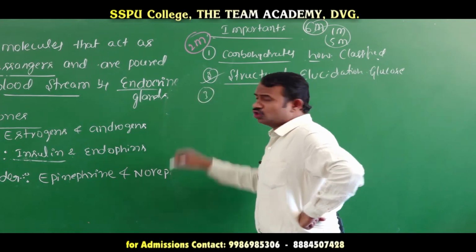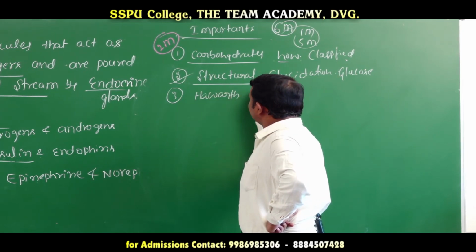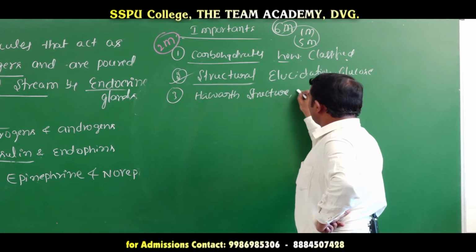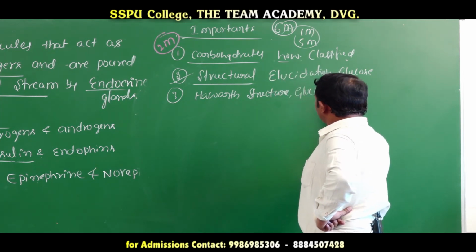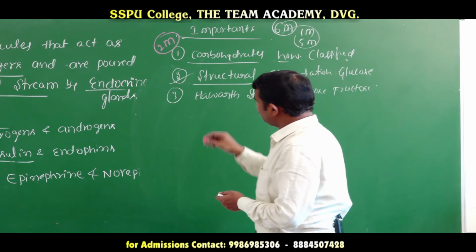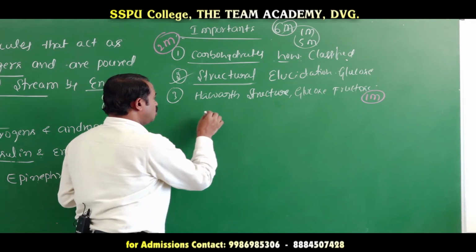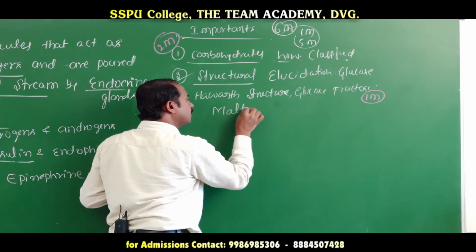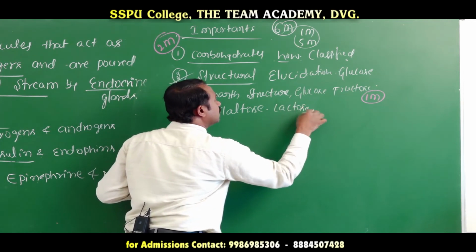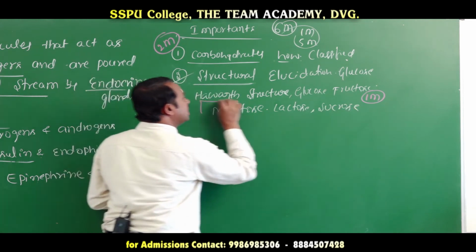Next, you should know the Haworth structure of glucose and fructose. They will ask a 1 mark question. Also the structures of maltose, lactose, and sucrose. These are 2 marks questions.